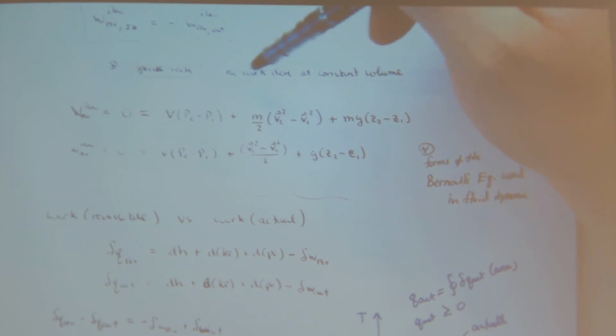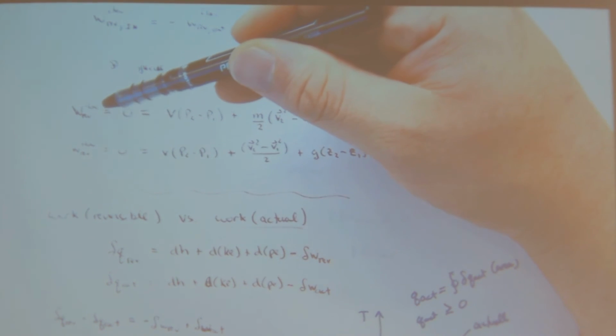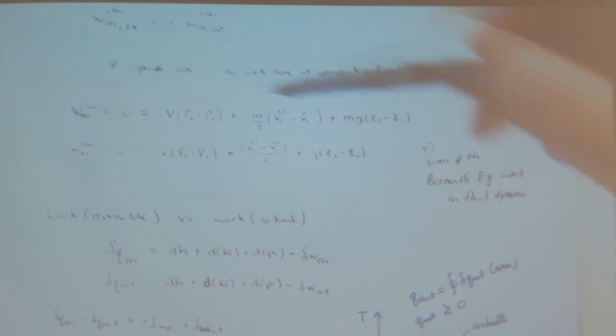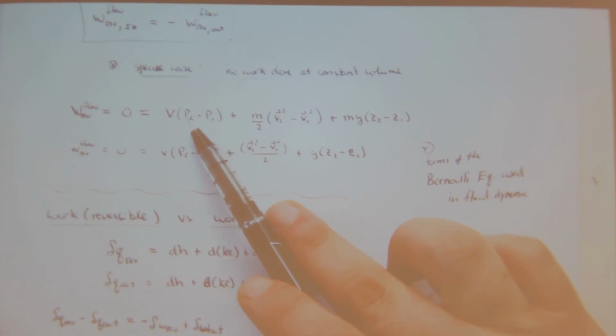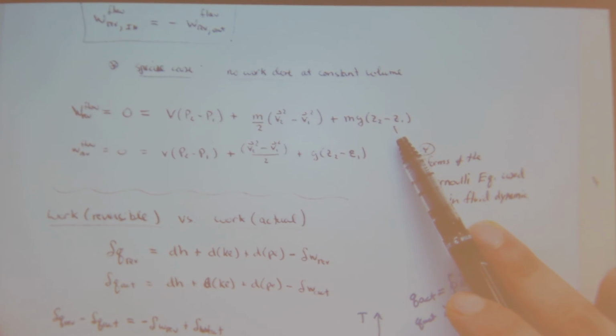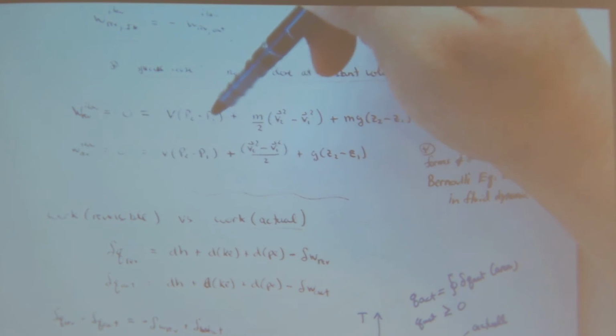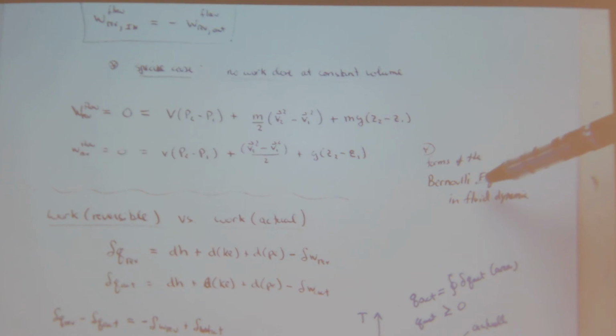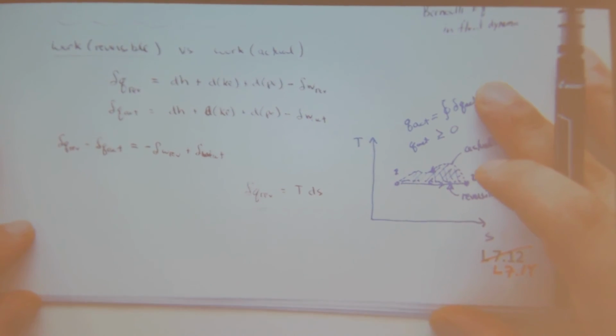So special case, no work done at constant. So my reversible work flow is equal to 0. And then I have all of this. And this is the Bernoulli equation in fluid dynamics. So let's go back to our reversible versus actual.